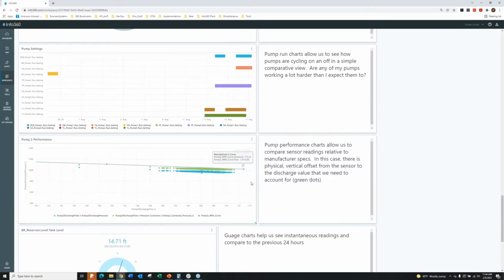One series is the raw pump discharge data, but I know that there is a physical offset from the pump to the sensor, and I actually want to account for that. I used an analytic to account for it, and I'll show you what that analytic looks like.